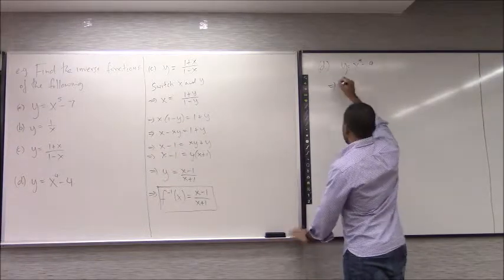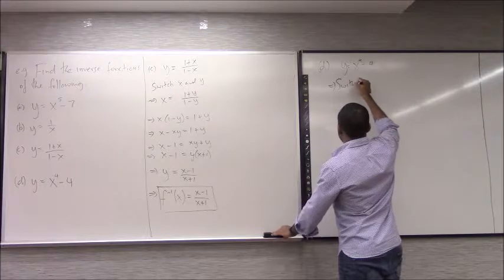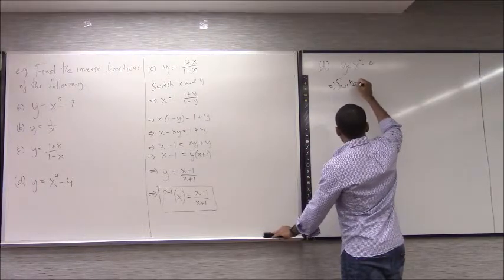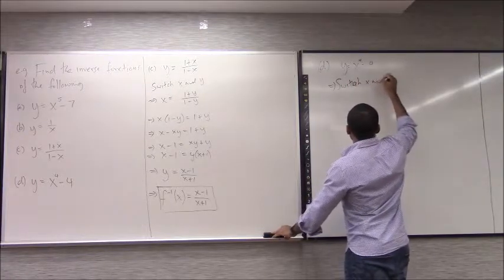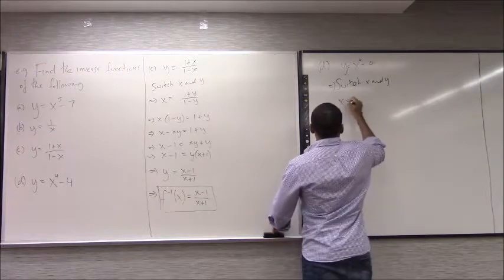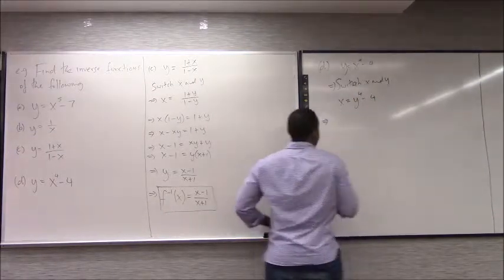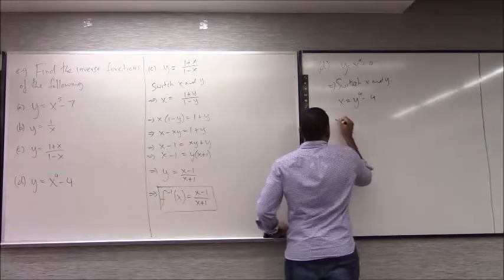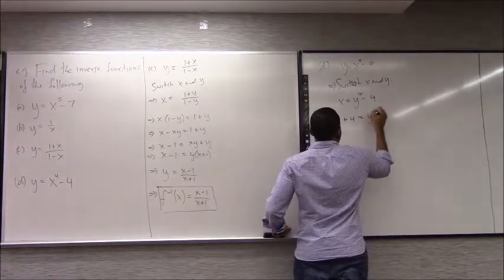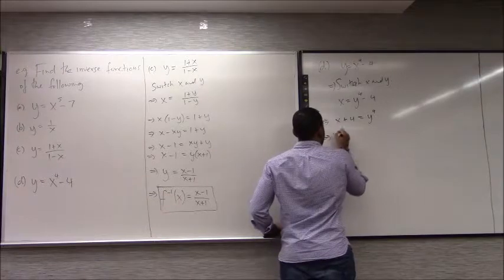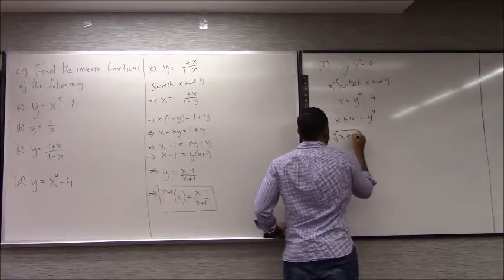Okay, so if we switch x and y, we'll have x is equal to y to the fourth minus 4. And so what would you say here? Add 4 to both sides and take the fourth root. And you have it. Is that okay?